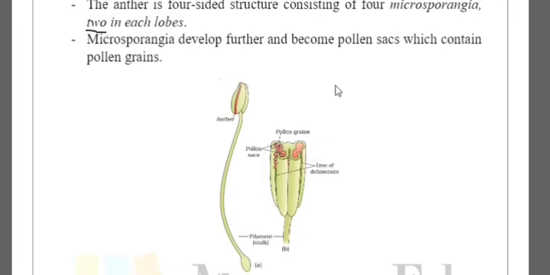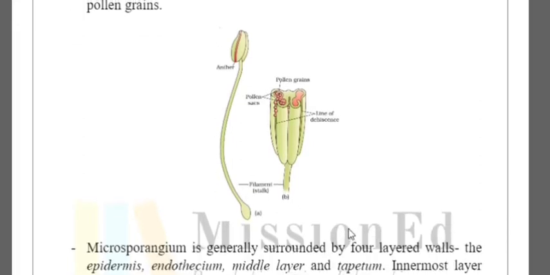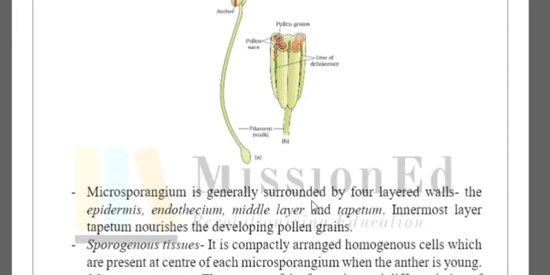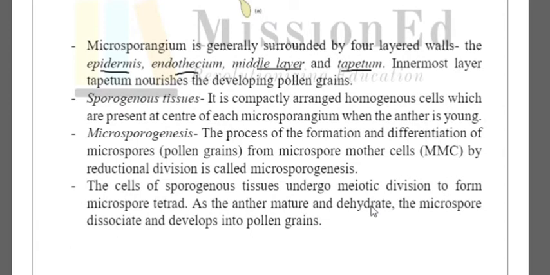Microsporangia further develop and they become pollen sacs which contain the pollen grains, which play a fundamental role in the pollination process. So here, as we see, this is the anther and this is the filament, the stalk. As I described already, the microsporangium has four layered walls: epidermis, the endothecium, the middle layer and the tapetum. So why is the tapetum important? Because it nourishes the developing pollen grains, so definitely it has a very important role in the development process.